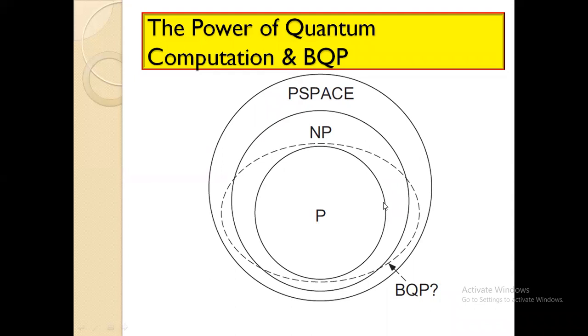Good afternoon, everyone. In the last class, we saw the differences between bit and qubit. Now, if we compare their time complexity, with P problems, NP problems, and PSPACE problems, we'll get a diagram like this.